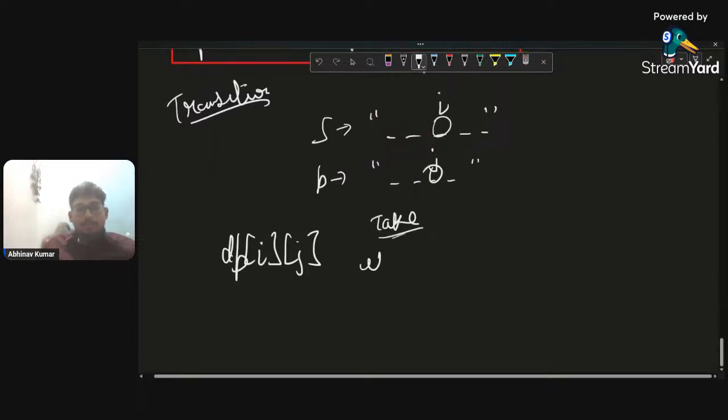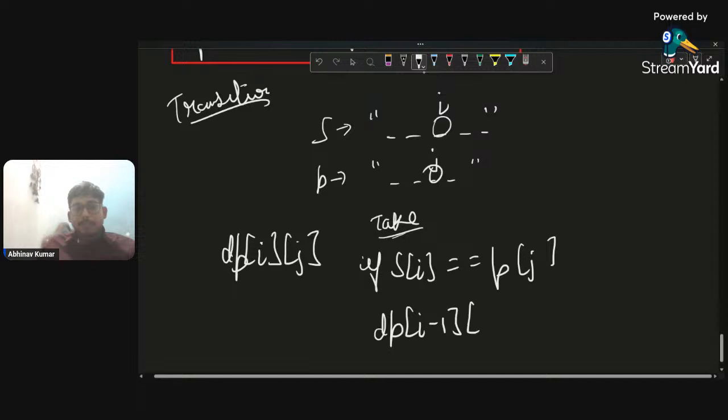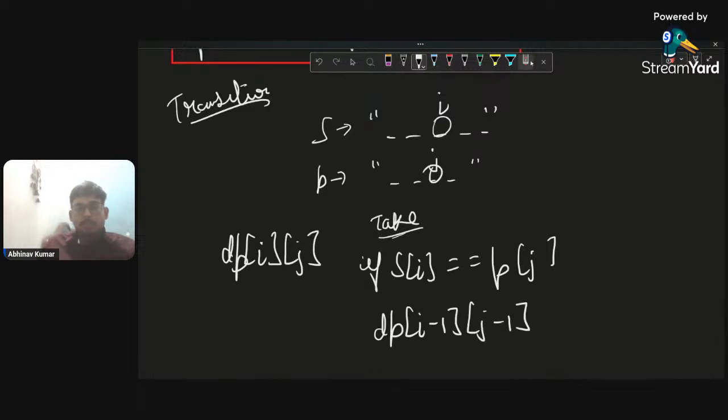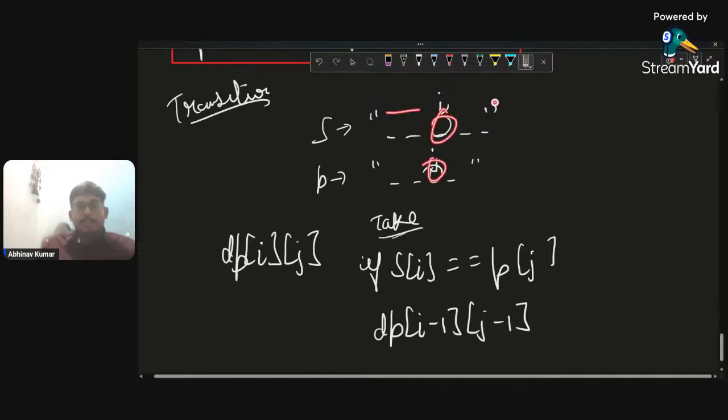So I can say if s[i] is matching with pattern[j], then one possibility of my DP state is that I'm going to take it, so I'll check DP[i-1][j-1]. Basically, if I'm going to take it, then for the remaining I'm not removing anything from here. So what's the maximum removals I can get for this is the maximum number of removals I can get in this and this.